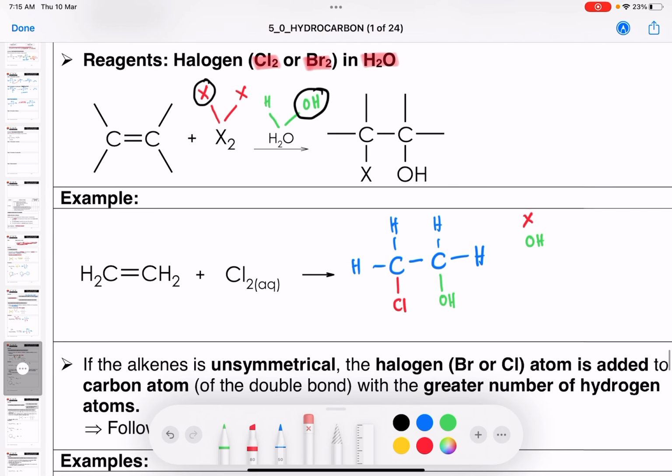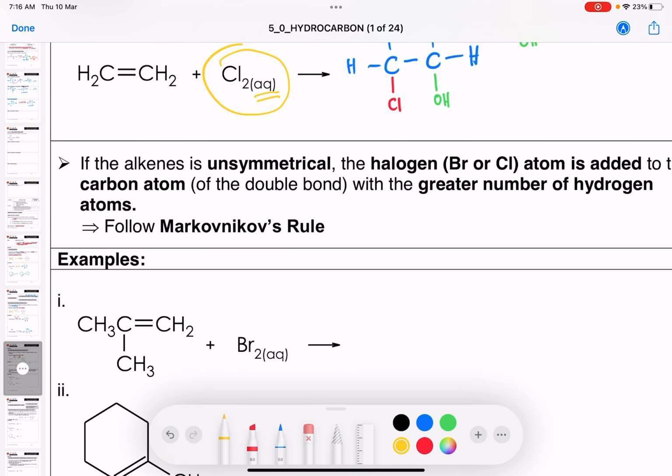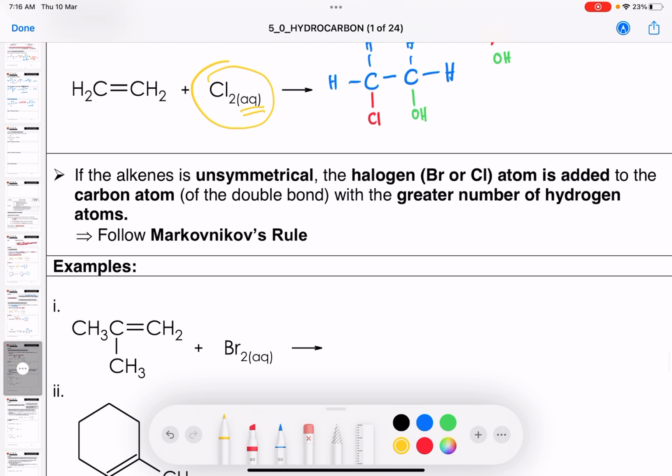Okay. Now before we proceed, as you can see here, our chlorine, and then you might wonder where is the water. So this is the hint for the water, aqueous. Okay. Now, like I said before, you cannot simply add the X and the OH to any carbon. So we have to follow Markovnikov's rule. So you can see here, given here, bromine and chlorine is added to the carbon atom.